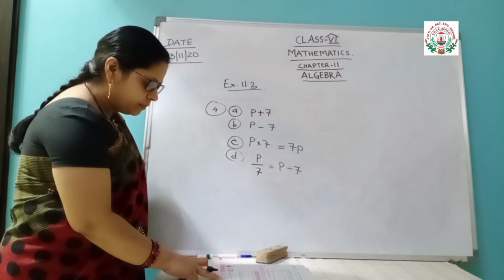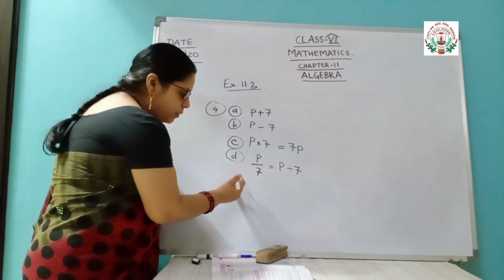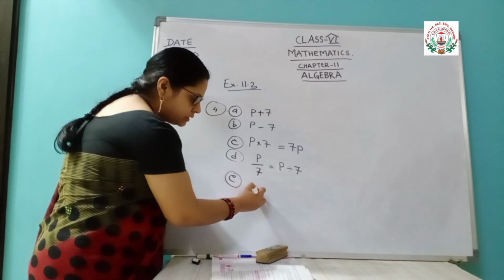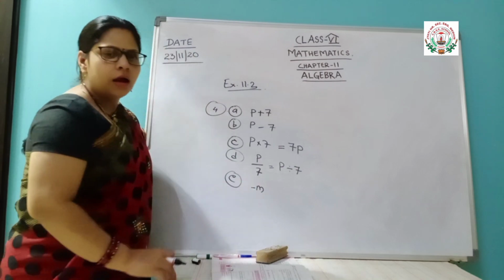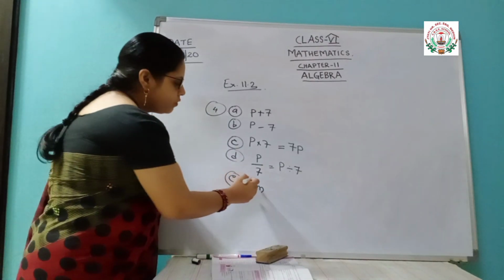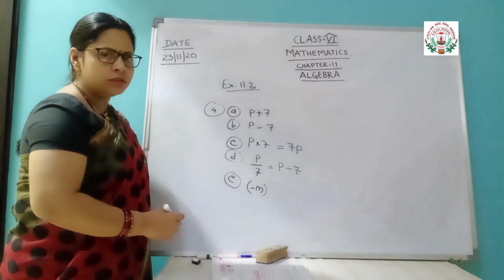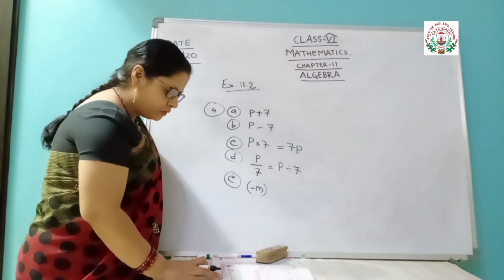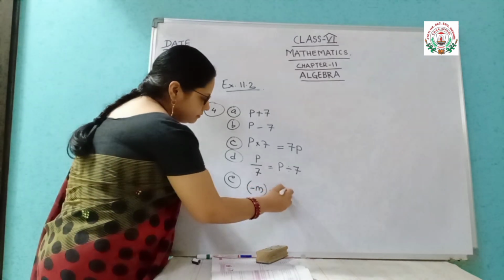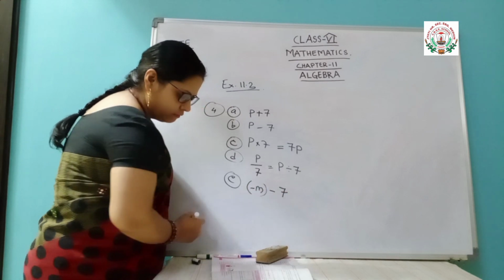Next, 7 subtracted from minus m. From minus m. From means "from that", so we will write this first. And it is having a minus sign, so you have to use one bracket. And from this, what to subtract? Minus for subtraction and 7.